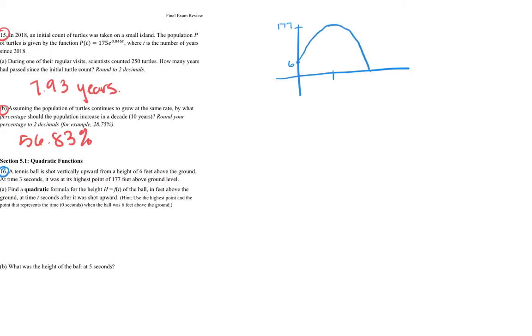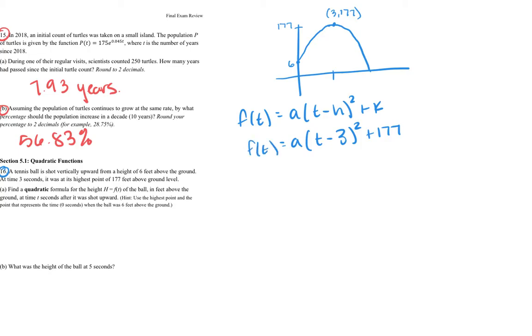Okay, awesome. And this is our peak right here at (3, 177). Awesome. So it's asking us to find a function. And if we remember our vertex form, we have f of t is equal to a times (t minus h) squared plus k, where (h, k) is our vertex. So this is going to be equal to a times (t minus 3) squared plus 177. Okay, so this is our f of t.